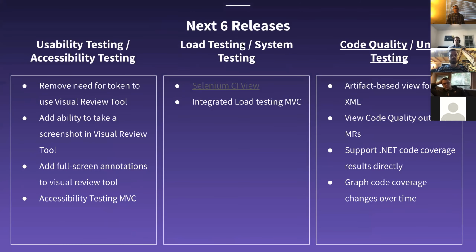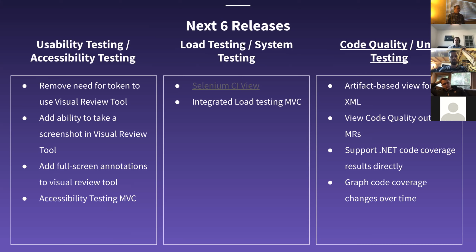And talking about those upcoming milestones, I've chunked this into some themes: usability and accessibility, load testing and system testing, and code quality and unit testing. Those are the categories I'm mostly focused on for our next 6 releases as a team. I'm going to update this deck, and the link provided in the agenda will get that update, so that all of these link to issues or epics that better describe what we're going to be working on and the milestones they'll be coming in.